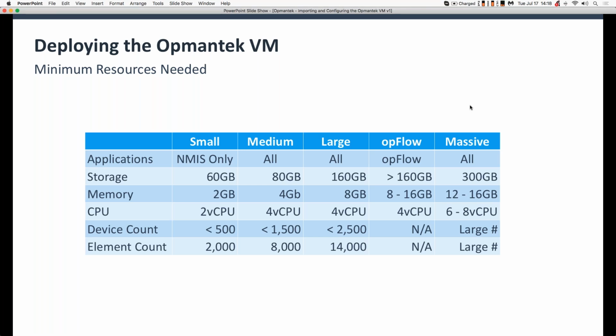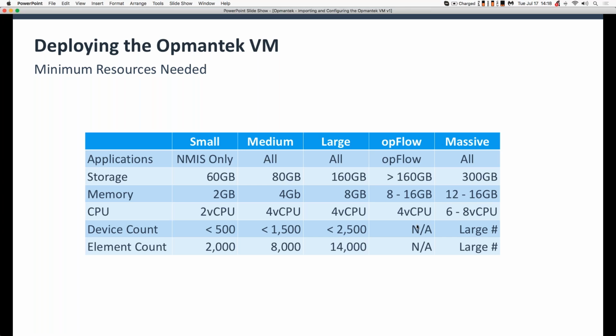A medium size implementation might be 80 gigs of storage, 4 gigs of memory, and 4 virtual CPU. That would get you up to about 1,500 devices or 8,000 elements. You could go to 160 gigabytes, 8 gigabytes of memory, 4 CPU. So we're not very CPU intensive, you'll notice. And that gets you to around 2,500 devices or 14,000 elements.